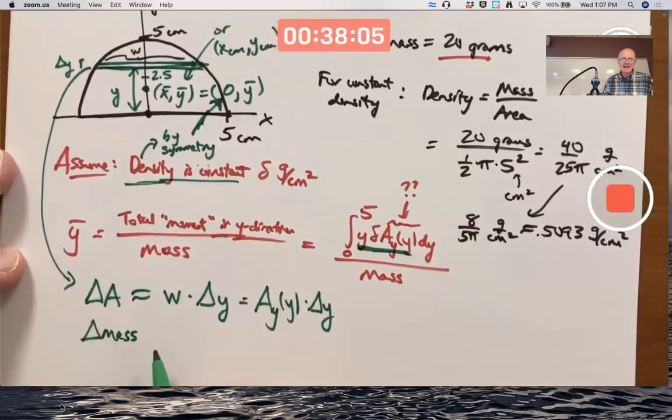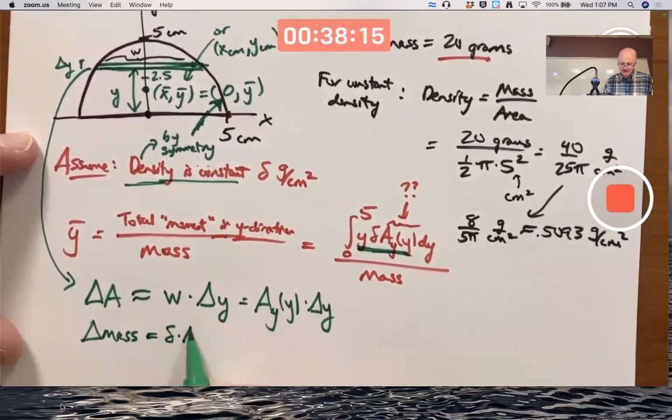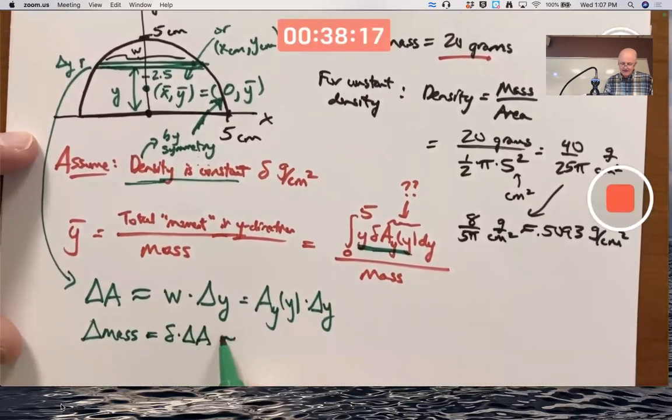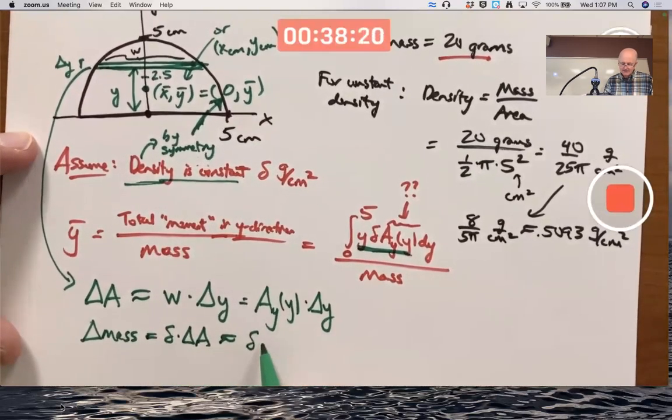The small mass of that thin slice is the density times its area. And its area, okay, so it's the density times the area. And the area is approximately this.